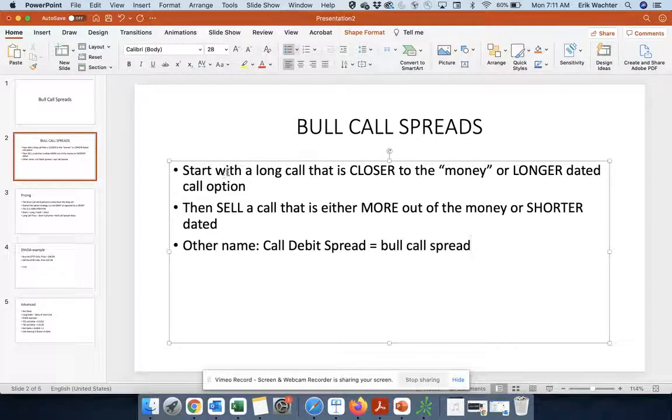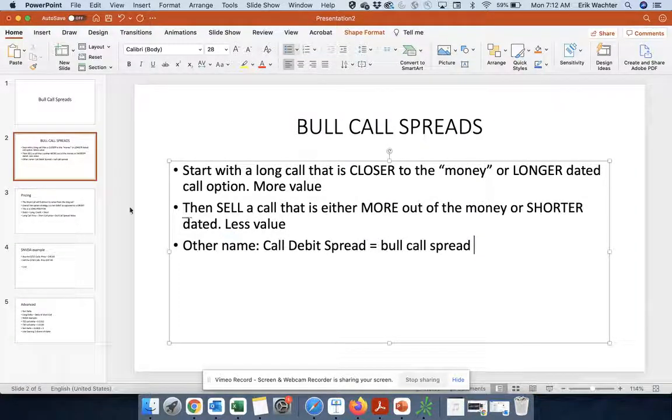When you're starting with a bull call spread, it's two options. You're going to buy a call and you're going to sell a call. The call that you're buying, that you're long, is going to be closer to the money or longer dated compared to the call you're selling. It has more value. The call that you're selling is either more out of the money or shorter dated. It has less value. What happens when you take something that has more value and subtract something that has less value? You get a positive number.